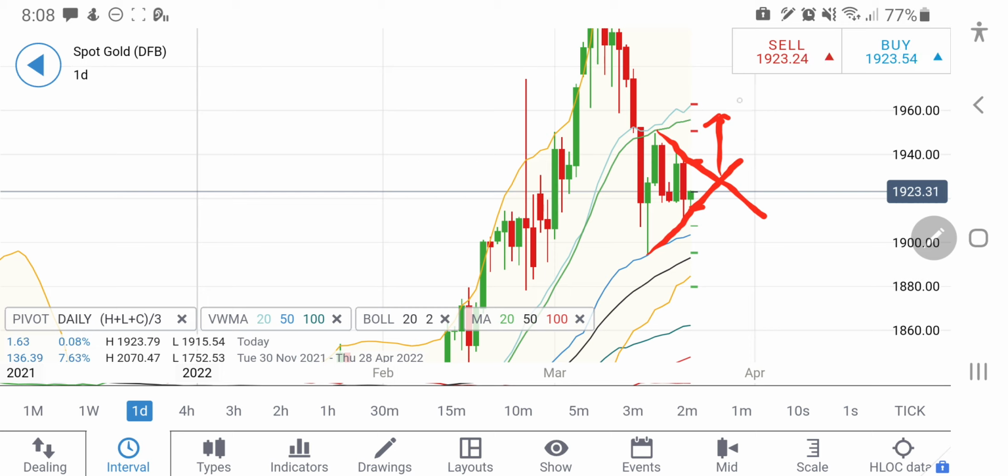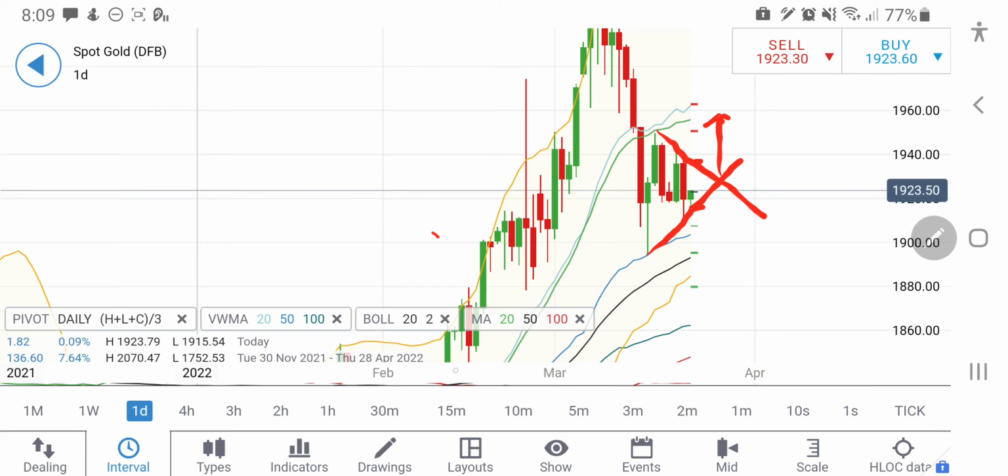Now with the support at 1920, as I said, one can go long on gold. One can expect 1925, 1928, 1931 and 1935 levels. It can try to hit these levels again. Also, if it breaks 1915, yes, you can go short there. So breaking 1915, we have to go short. The targets are 1910, 1906 and 1901.